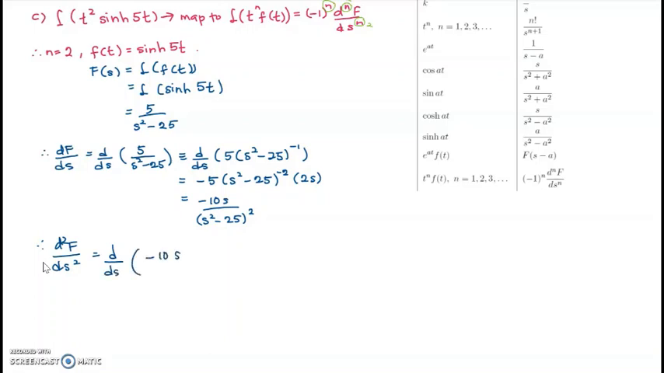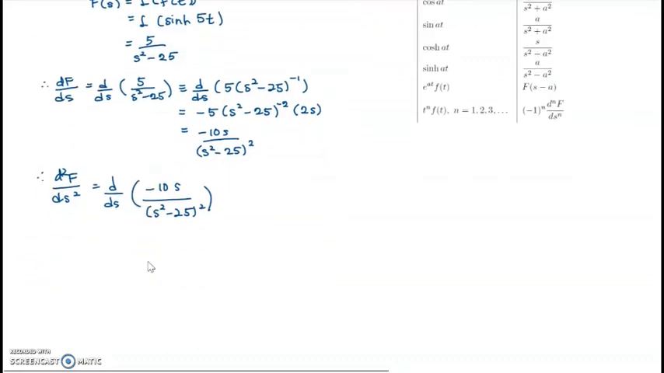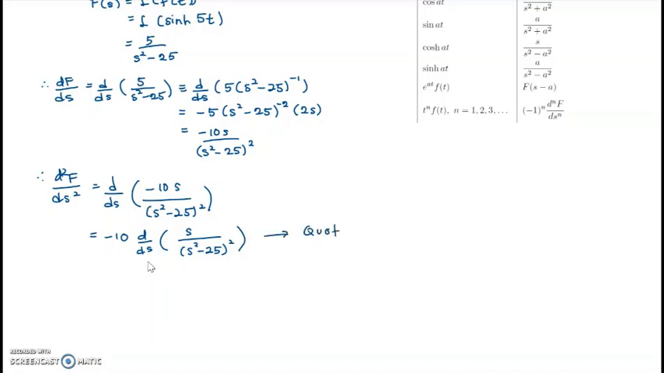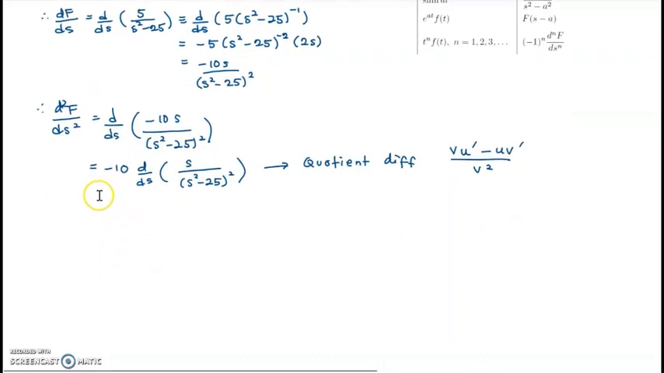So we differentiate −10s over (s² − 25)². You can see we can put aside −10 because it is a constant, so I write −10 d/ds of s over (s² − 25)². Differentiating the fraction means we need to apply the quotient technique: v² at the bottom, v times u′ minus u times v′. The numerator is u and the denominator is v.